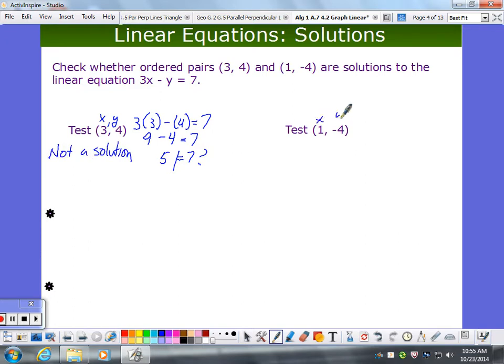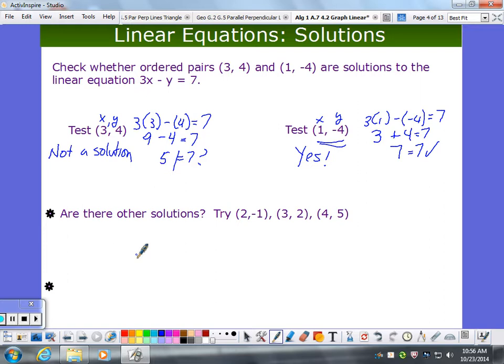Let's try this x and this y. So 3 times 1 minus my y. Now look how careful I'm being with the parentheses. 3x minus y equals 7. My y is negative. As long as you keep your parentheses whenever you substitute, you should be able to keep that straight. So 3 times 1 is 3. What's a negative negative? Plus. I know you see the answer, but I want you to do that math. 7 equals 7. So is this a solution? Yes.